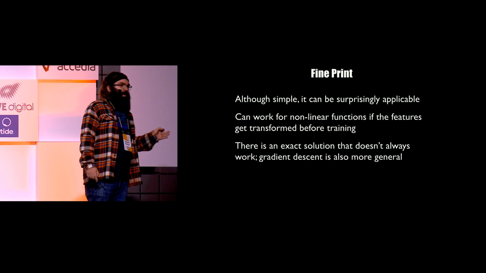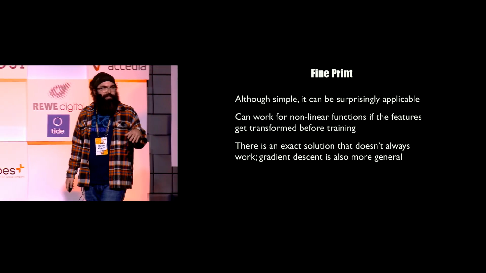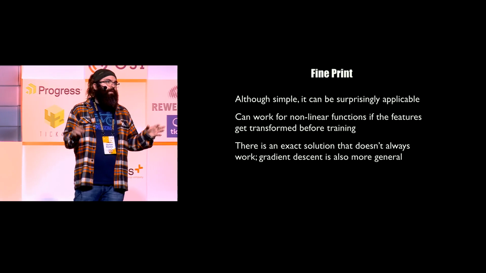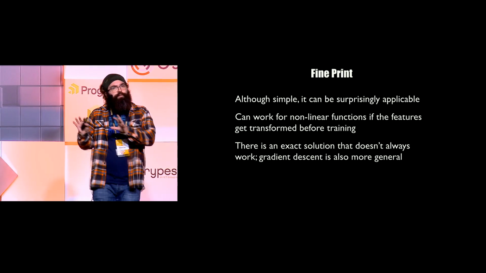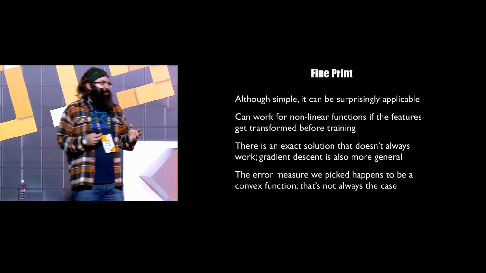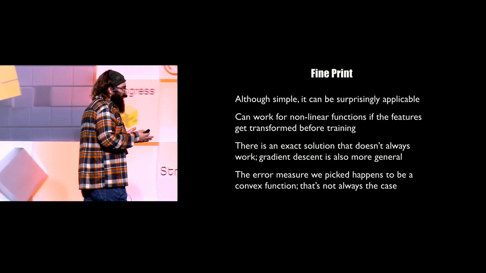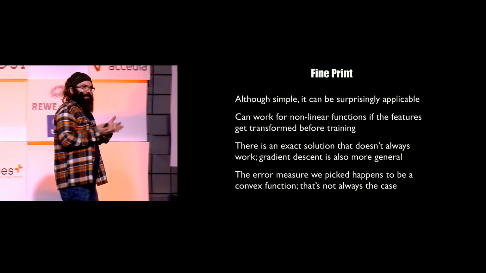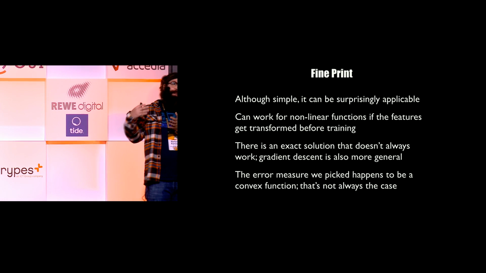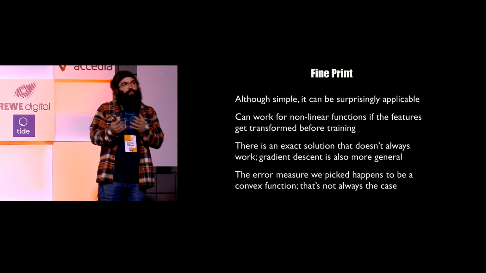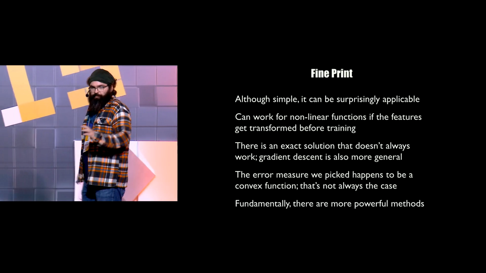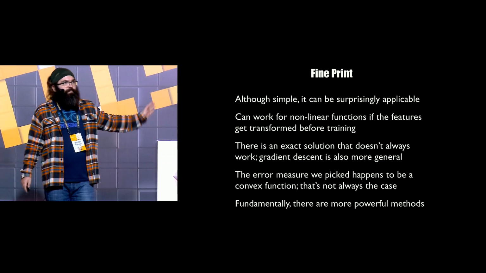You don't always need to use gradient descent. There's an exact solution in some cases, although it does not work in other cases, and it does not work when you have a lot of data. But gradient descent is used in a lot of other places in machine learning, so it's worth mentioning. And finally, we did happen to choose an error measure that's convex, which meant it had one global minimum. But in some cases, you might end up with an error measure that has multiple local minima, and then gradient descent does not work right out of the box, but there are some tricks you can do in order to find the global minimum of the function. And fundamentally, that's one of the most basic methods. There are some that are much more powerful.